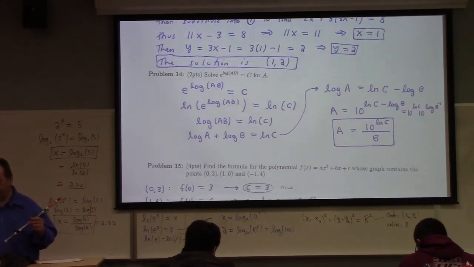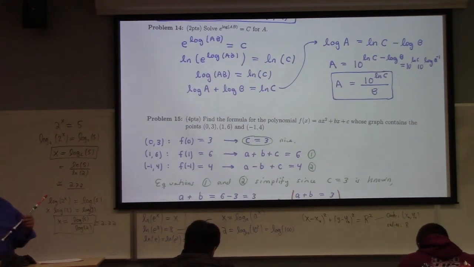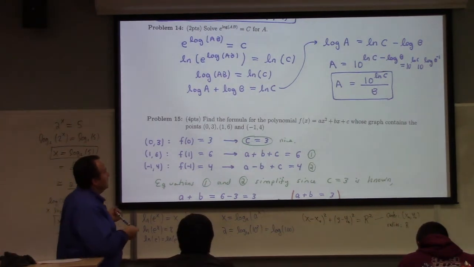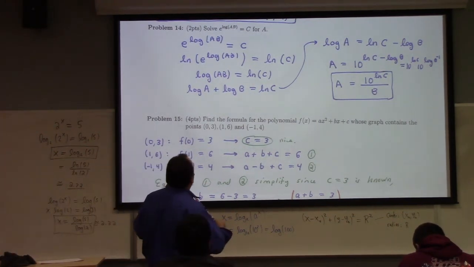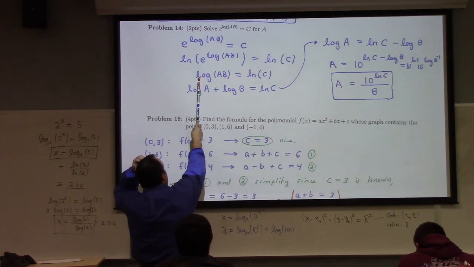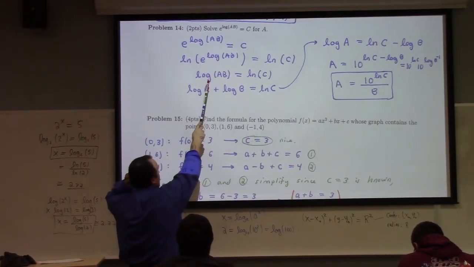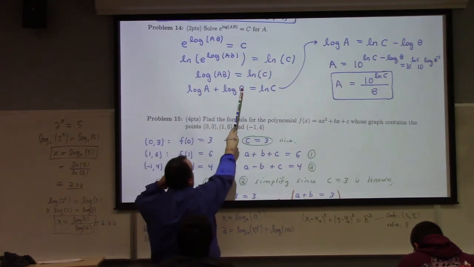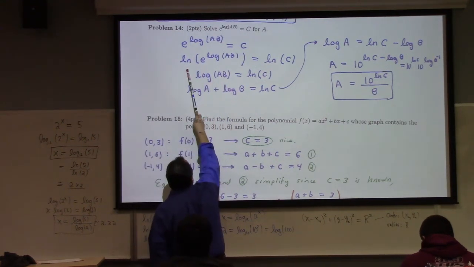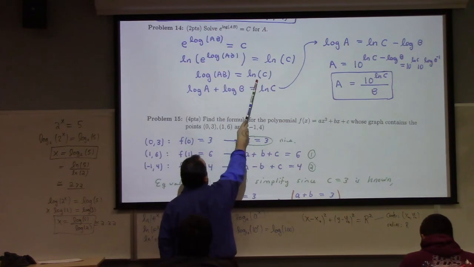What's problem 14? These were like the last few problems in homework 12, remember those symbolic ones? Maybe you don't. But I want to solve for A, so my first move is to get rid of the exponential. I take the natural log of both sides, which is an inverse function to the exponential. It gives me the natural log of AB equals the natural log of C.